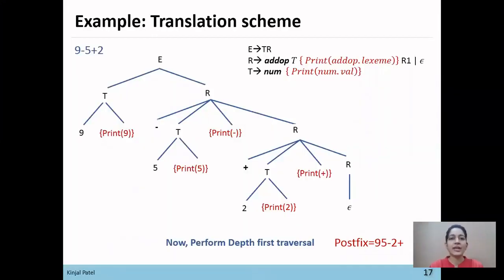So in this lecture, we have learned L attributed definitions and translation scheme. Thank you.